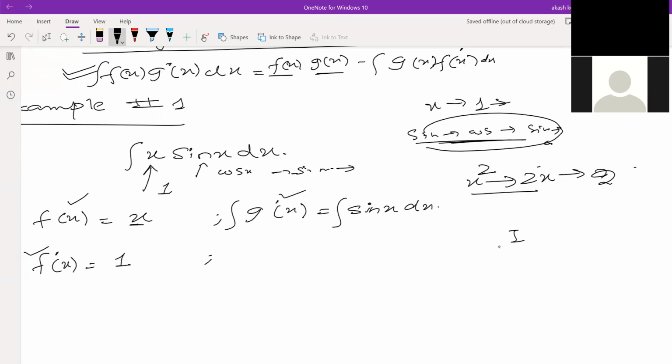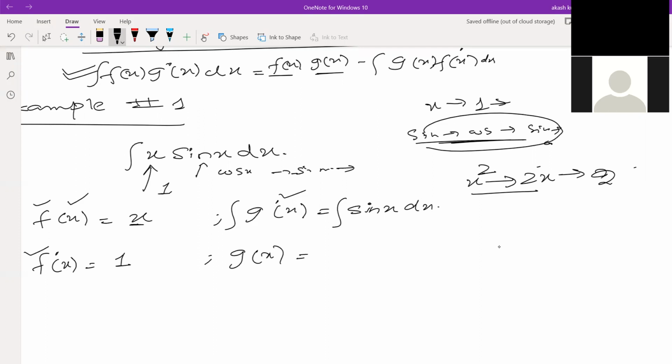Integration and differentiation are like opposites of each other. So we write f of x is equal to x, and then f prime of x equals 1. In this case, we just differentiated it. When we differentiate f of x, it becomes f dash of x, and the derivative of x is 1. Now we need g of x, not g dash of x, in our formula. So we have to make g of x by integrating it. When you integrate g dash of x, it becomes g of x.